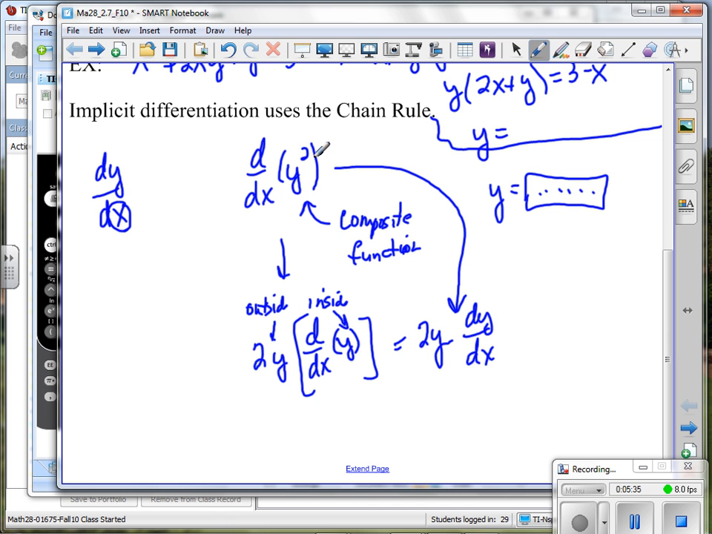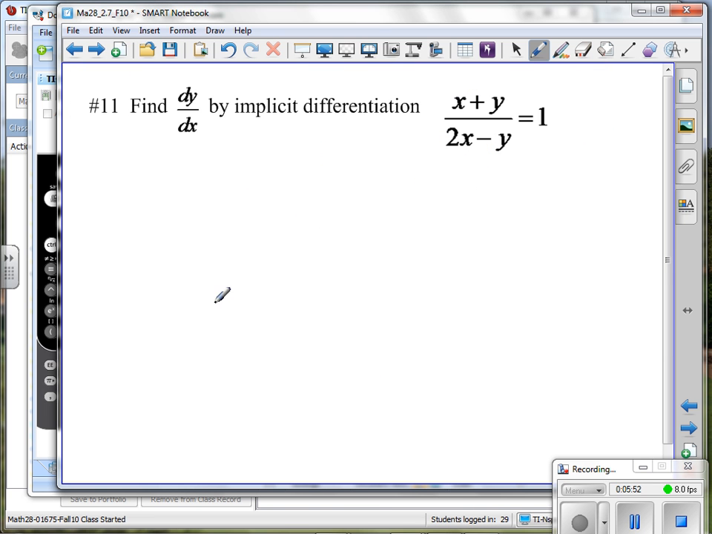How are we doing? Did you follow that? I look around and I see blank stares. Okay? So we're going to try this again. Here we go. Another problem. We're going to do implicit differentiation on this.